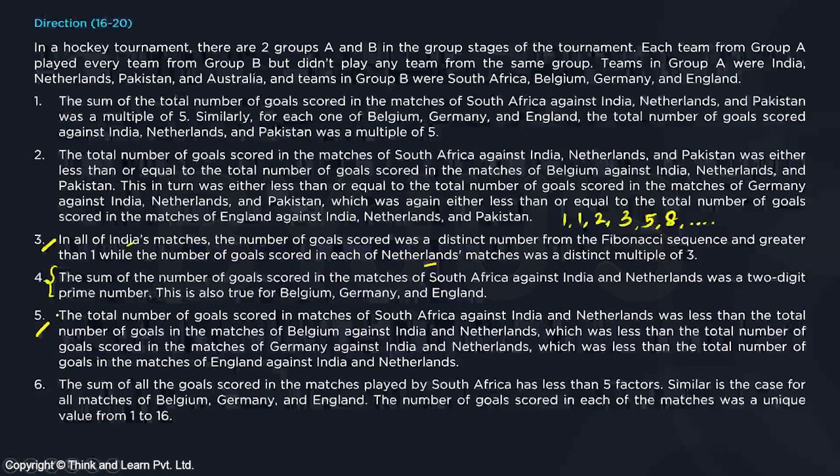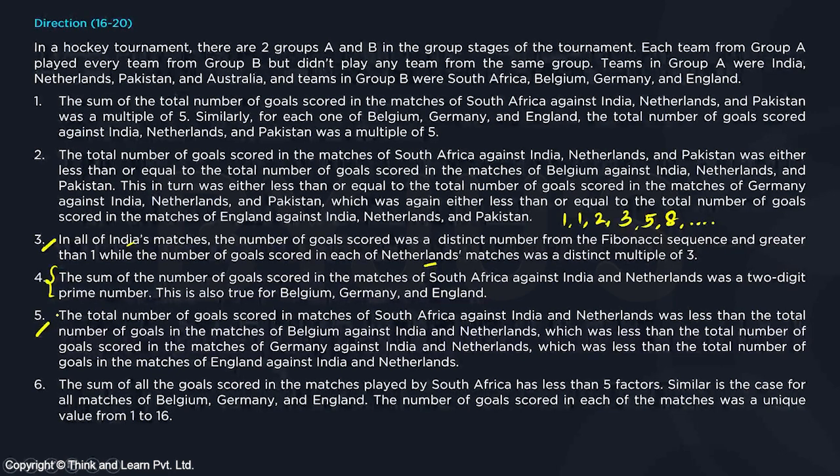Now the 6th statement says the sum of all the goals scored in the matches played by South Africa has less than 5 factors. So whatever combination we will have, we will check those. Similar is the case for all matches of Belgium, Germany, and England. The number of goals scored in each of the matches was a unique value from 1 to 16.